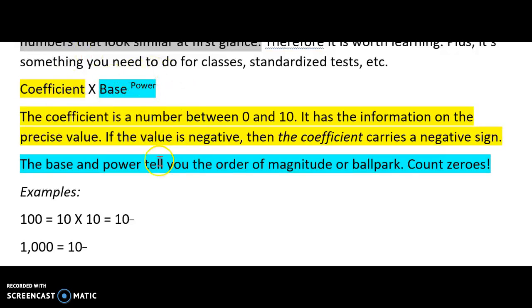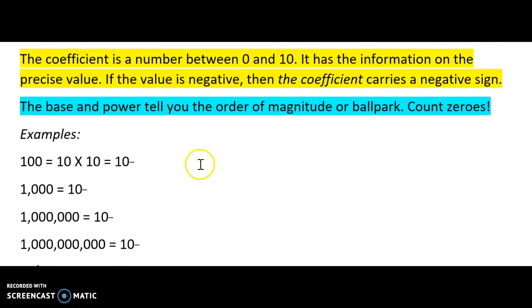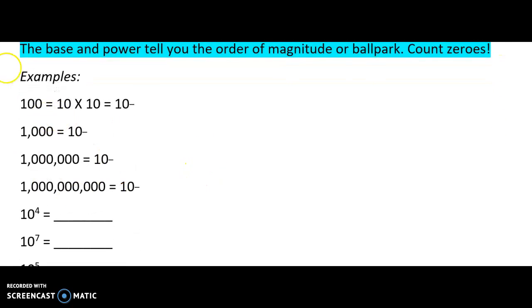The base and the power tell you roughly how large the number is. It gives you the order of magnitude or the ballpark value. So for an example, 100 in standard notation is 10 times 10, and therefore it is 10 raised to the second power. So it's 10 times itself.